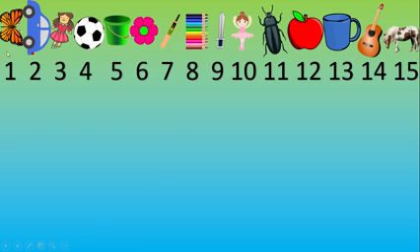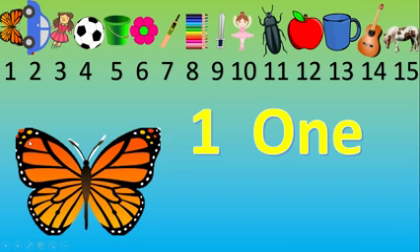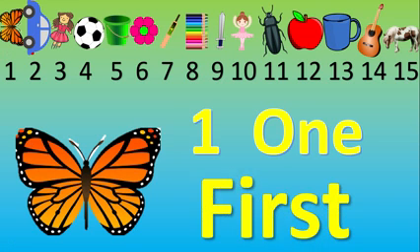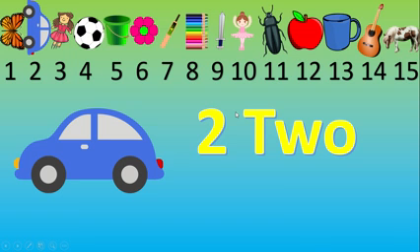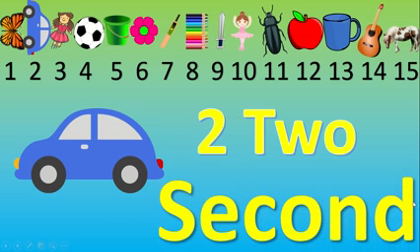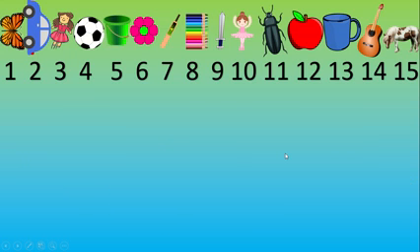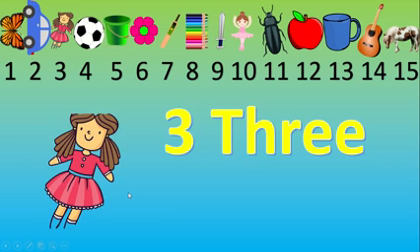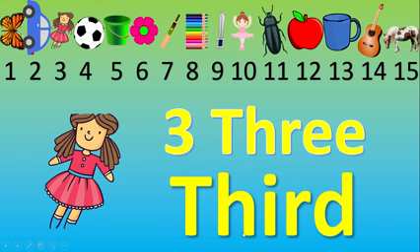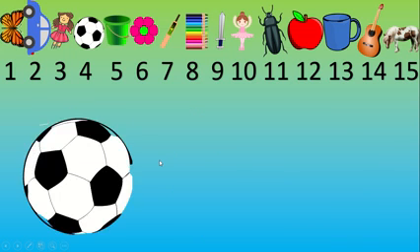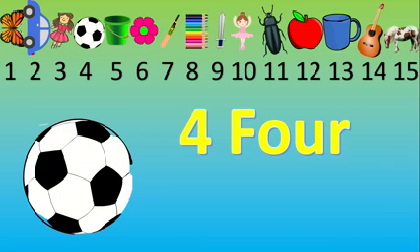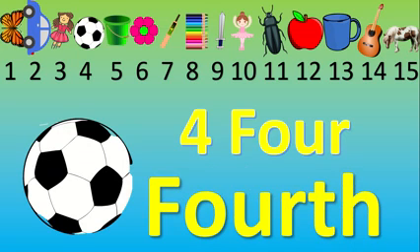So if you look at the butterfly, it is number 1. If you are number 1 in line, you are first in line. F-I-R-S-T. First. The car is number 2 in line, so he is second in line. S-E-C-O-N-D, second. The doll is number 3, so she is third in line. T-H-I-R-D, third. The soccer ball is number 4, so it is fourth in line.